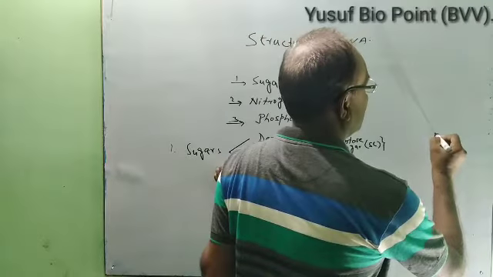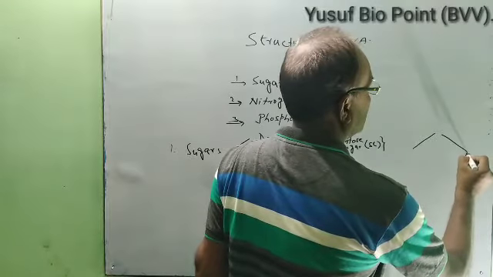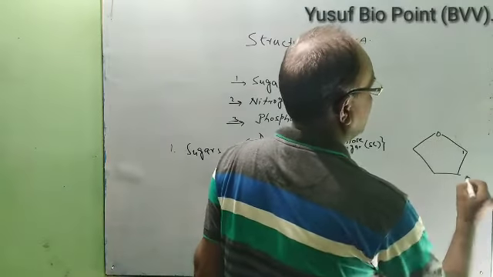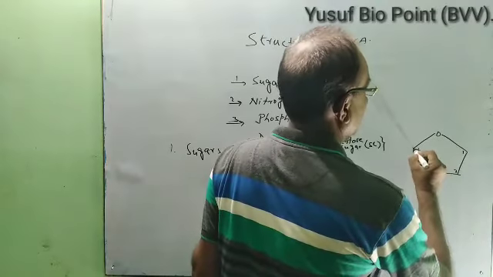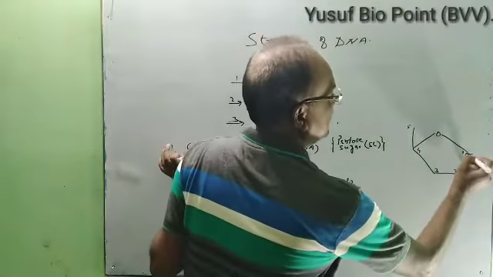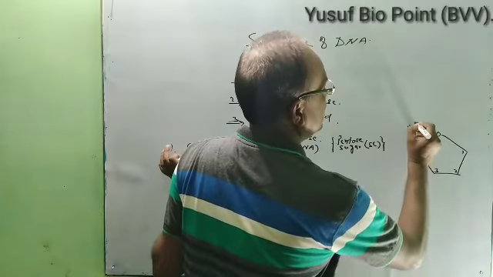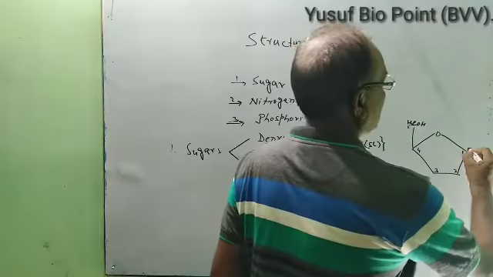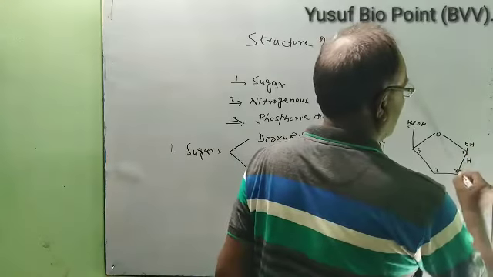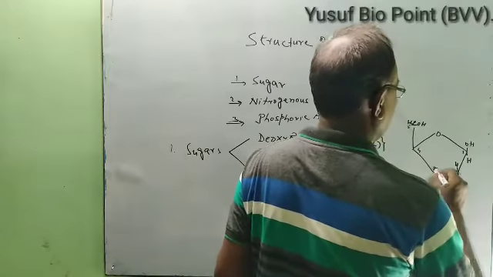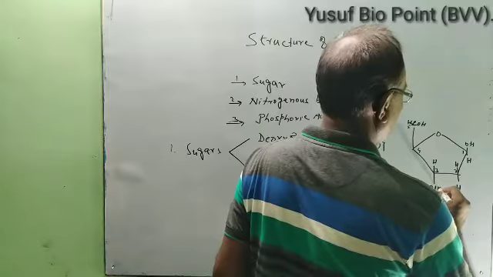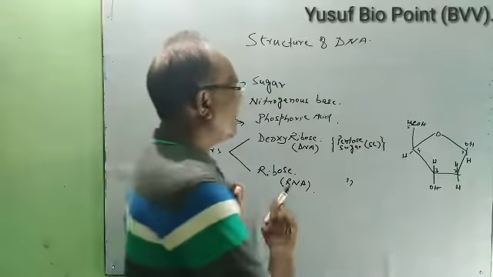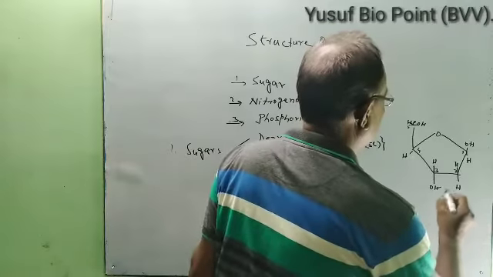Now we see that. It is the first carbon, the second, third, fourth, this is fifth. Here is C, here is C, here is C, here is C, here is C. This is CH2OH, that is the fifth position. Here is H, OH, H, H, H, OH, H. So this is the deoxyribose, and that is ribose.